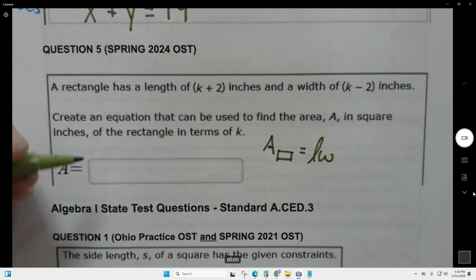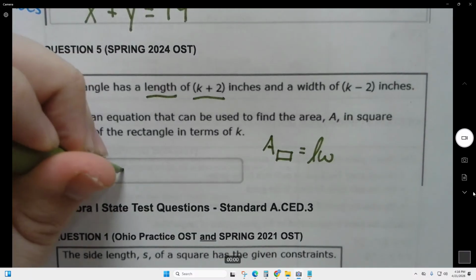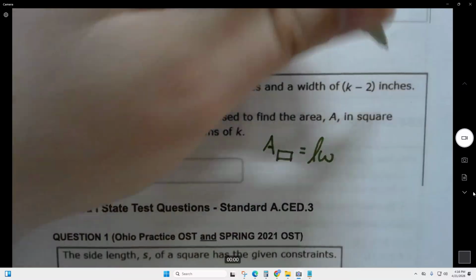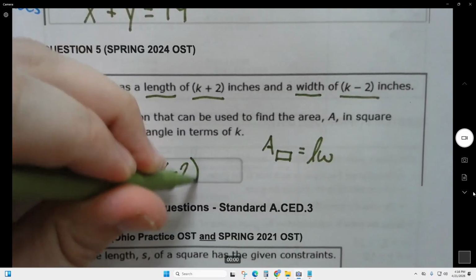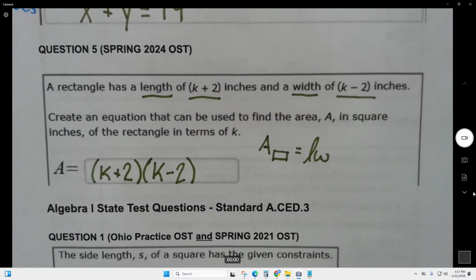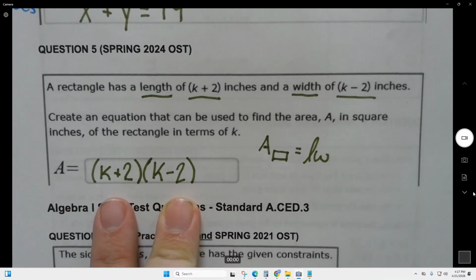Okay? So your length is k plus 2 times your width k minus 2. That's it. Could you go further? Yes. Could you do the FOIL method or area method to find out what this is in the least amount of terms? Yes. Do you need to? No. Should you? Not really. If it doesn't ask you to do so, don't do it. Why risk getting it wrong? If all you have to do is just do k plus 2, k minus 2, you good.